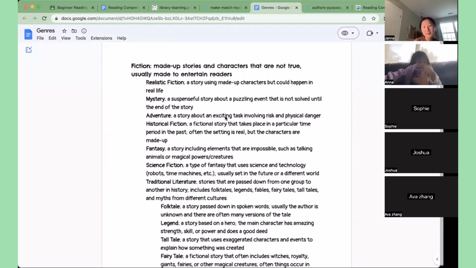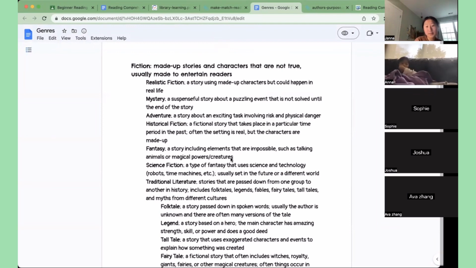Next is fantasy. So this is a story that includes elements that are impossible, such as talking animals or magic powers or creatures. So this is obviously like the opposite of realistic fiction in that sense that it's made up and a lot of the things that happen in the story can't happen. They're not realistic and they're impossible.